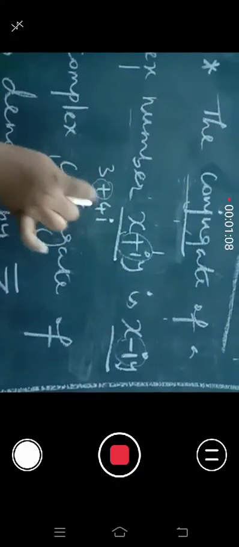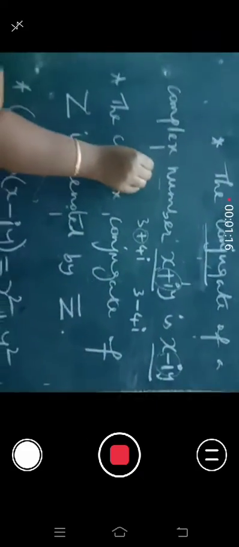See here, 3 plus 4i. What is the conjugate of this complex number? What is the imaginary part sign? Plus. Just you change it as minus. 3 minus 4i.